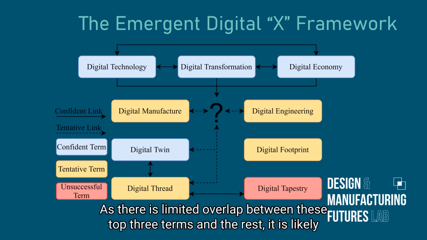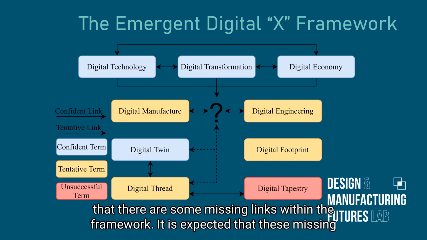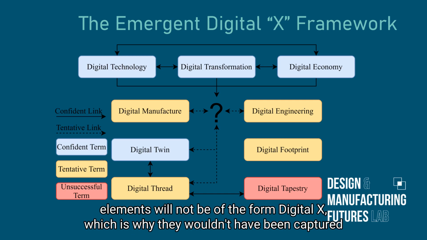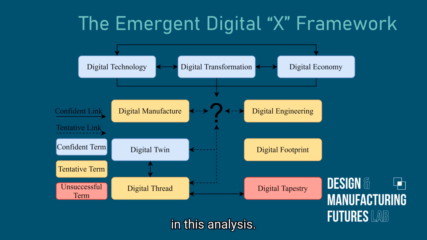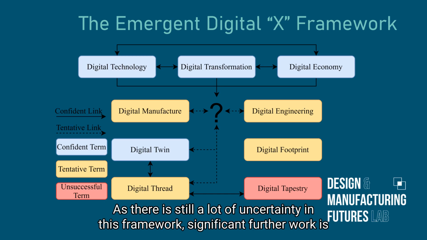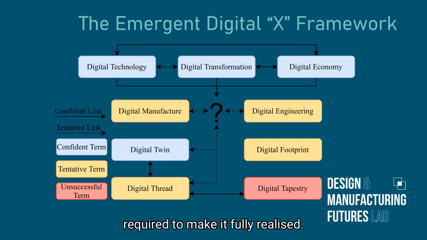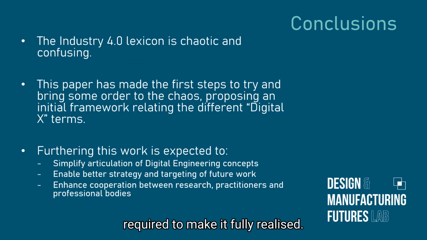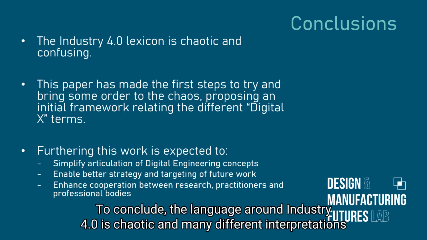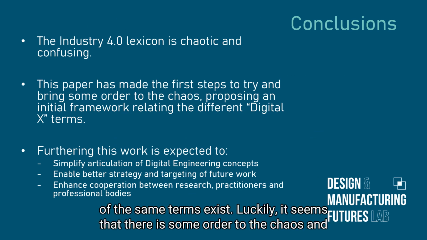As there is limited overlap between these top three terms and the rest, it is likely that there are some missing links within this framework, and it's expected that these missing elements will not be of the form digital X, which is why they wouldn't have been captured in this analysis. As there is still a lot of uncertainty in this framework, significant further work is required to make it fully realised. To conclude, the language around Industry 4.0 is chaotic, and many different interpretations of the same terms exist.